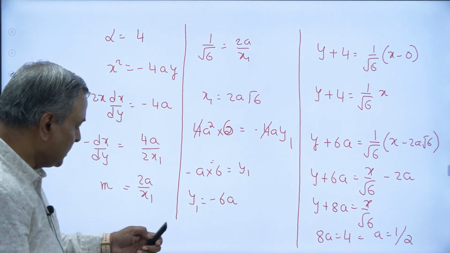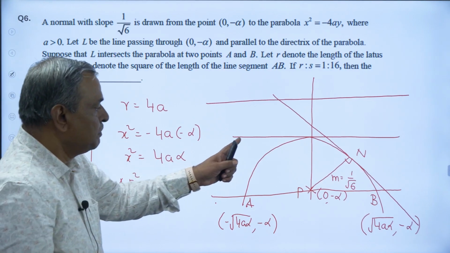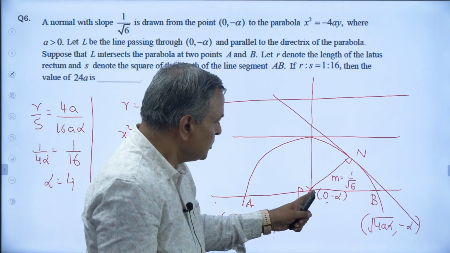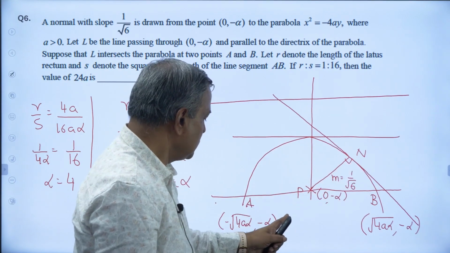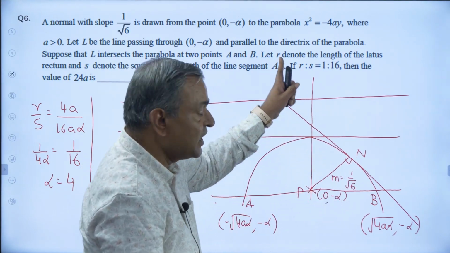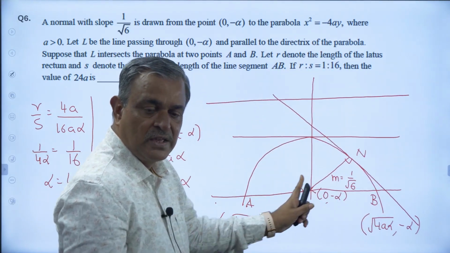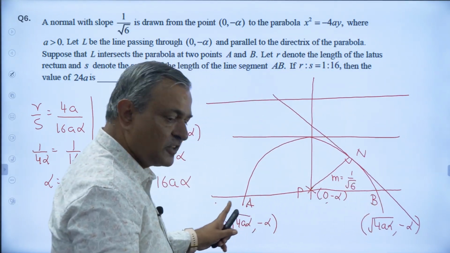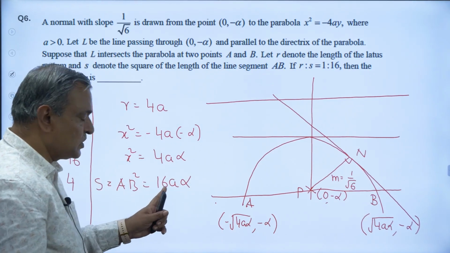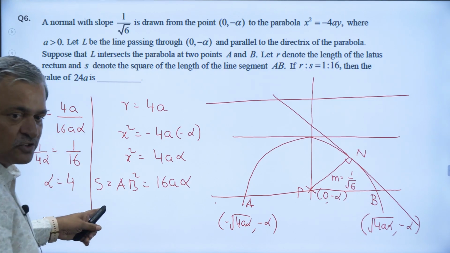Okay, I repeat the problem once again. So, parabola you draw, reverse parabola, 0 minus alpha, slope of normal is 1 by root 6. How do we get this point? Put minus alpha in the parabola in place of y. You get x coordinates, a and b. Distance of AB you've calculated, square it, you get 16a alpha, divide r by s, you get alpha is equal to 4.